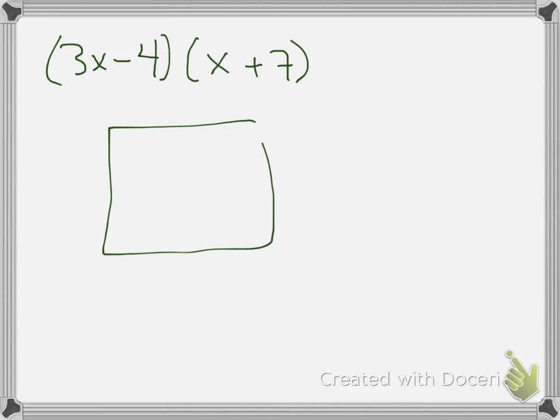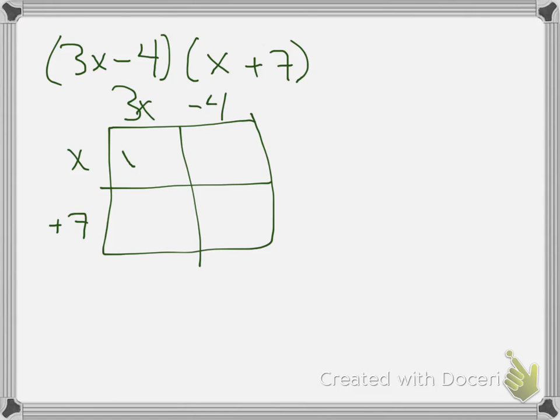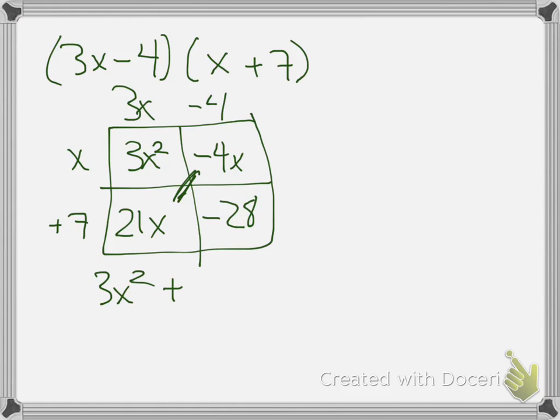Okay, which method do you prefer? If you're a box kiddo, 3x minus 4 times x plus 7: draw the box. x times 3x is 3x squared, x times negative 4 is negative 4x, 3x times 7 is 21x, 7 times negative 4 is negative 28. Combine your like terms: 3x squared plus 17x minus 28.